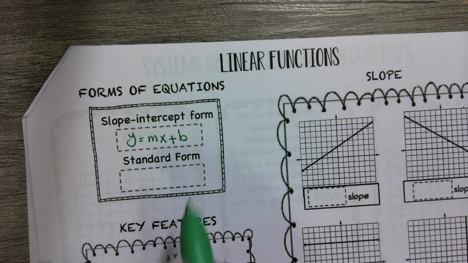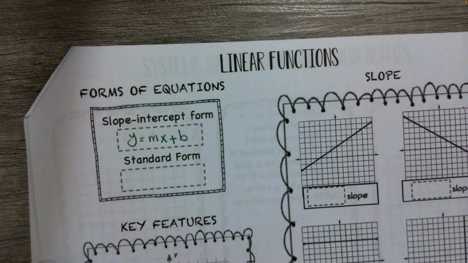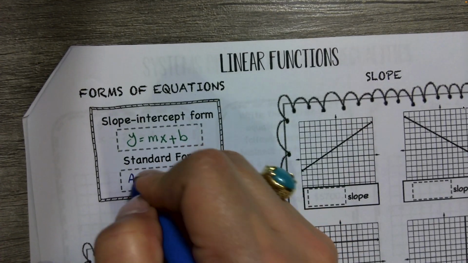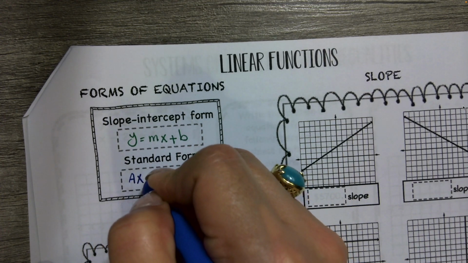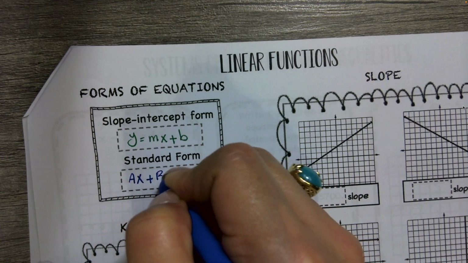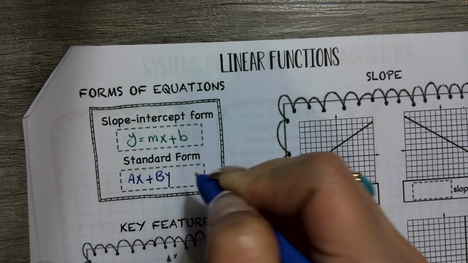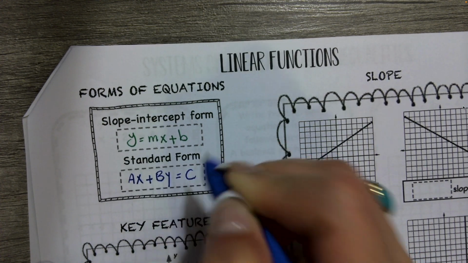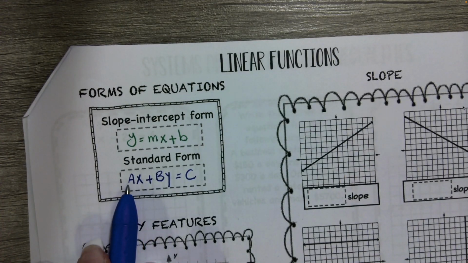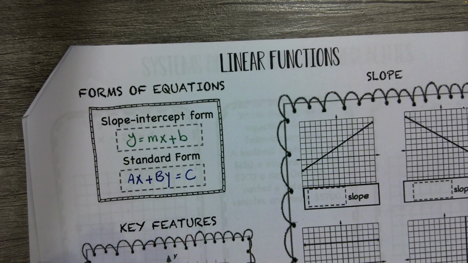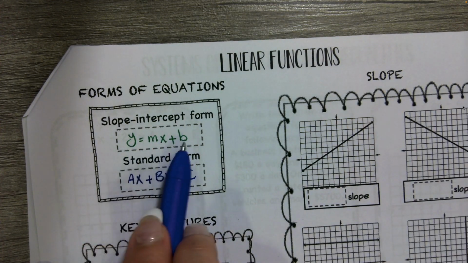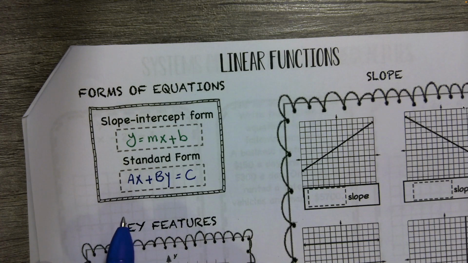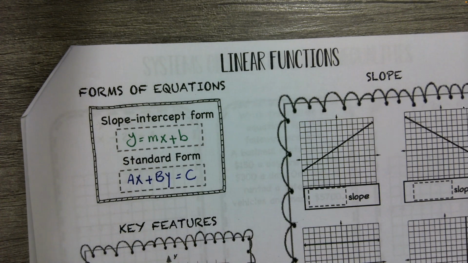The standard form, on the other hand, is ax plus by equals c. And over here, a, b, and c are our constants. As over here, we can see m and b are our constants. What is a constant? It's just a number, okay?